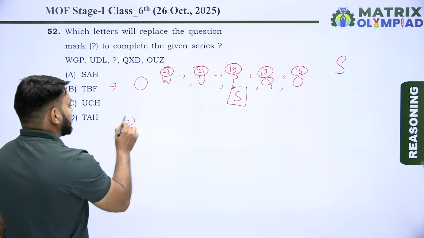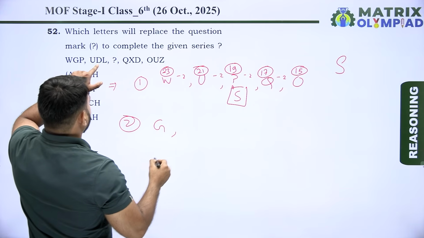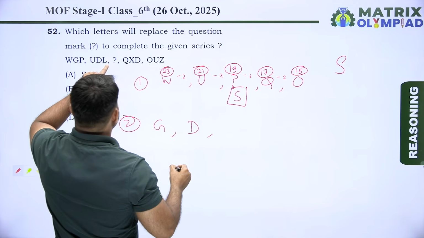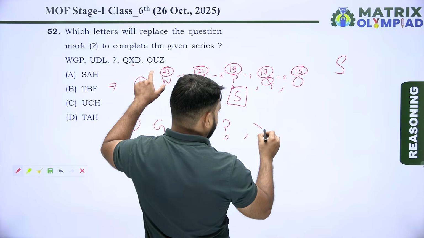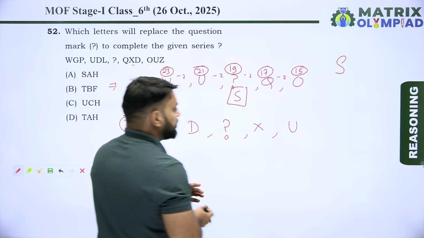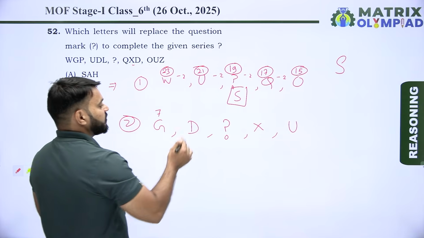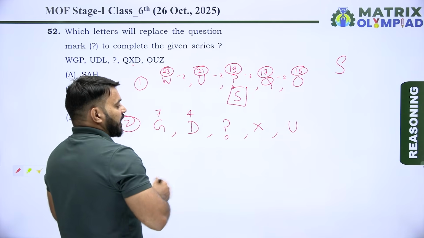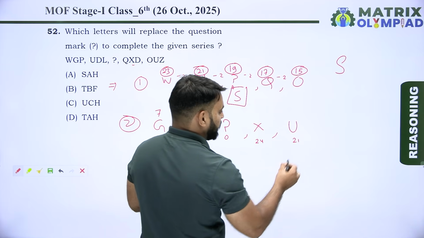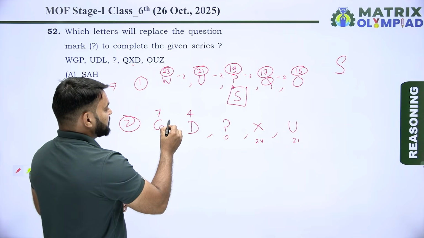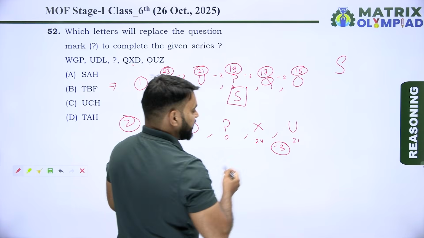Now taking the second alphabet of each term. So the second alphabet of the first term is G, the second alphabet of the second term is D, the second alphabet of the third term is missing, the second alphabet of the fourth term is X, after X next is U. Now find the place value of letters. So the place value of G is 7, D is 4, X is 24, and U is 21. So 7 to 4 means minus 3, 24 to 21 means again minus 3.